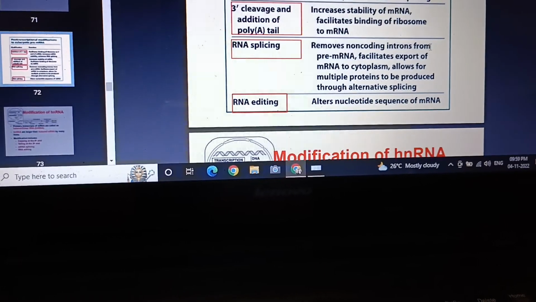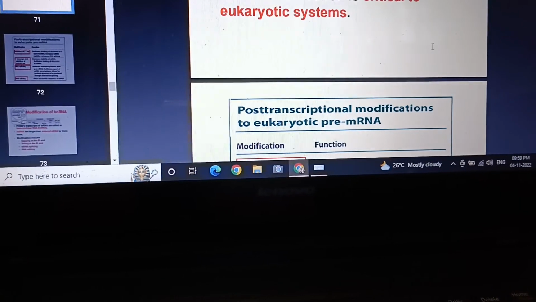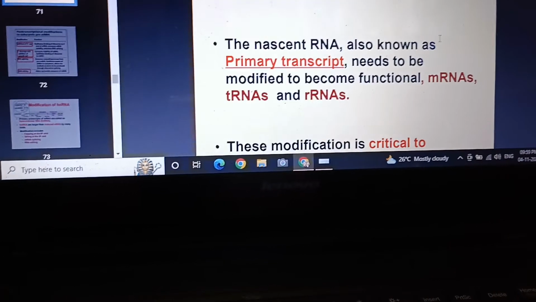And the next one is post-transcriptional modifications. We'll discuss that in the next class.